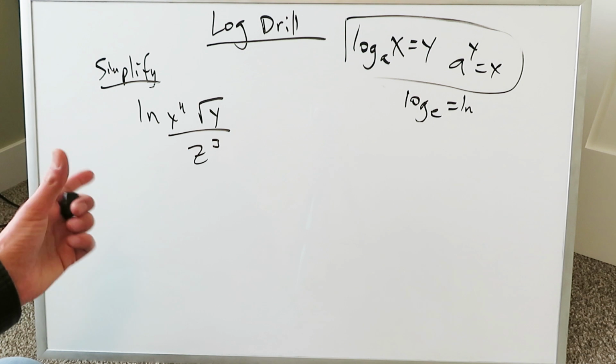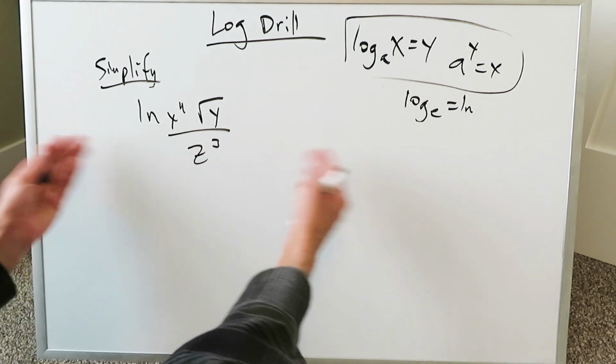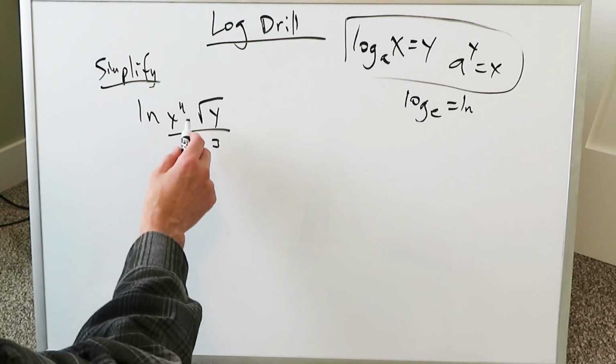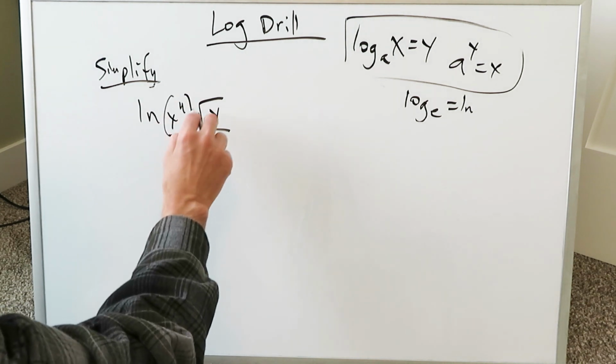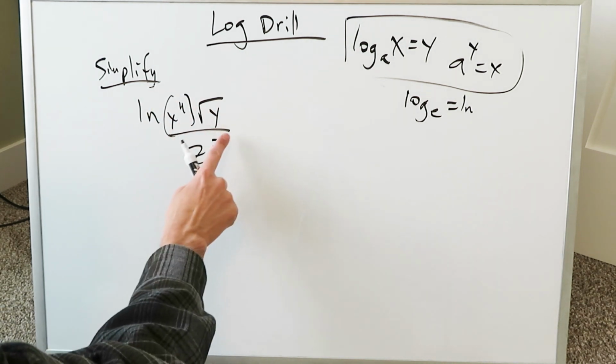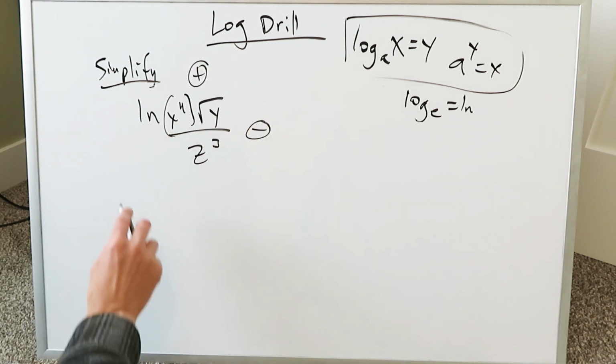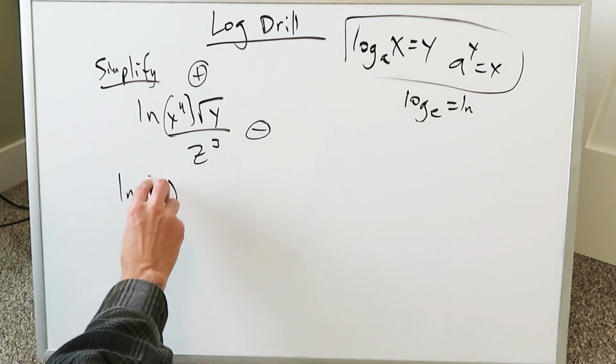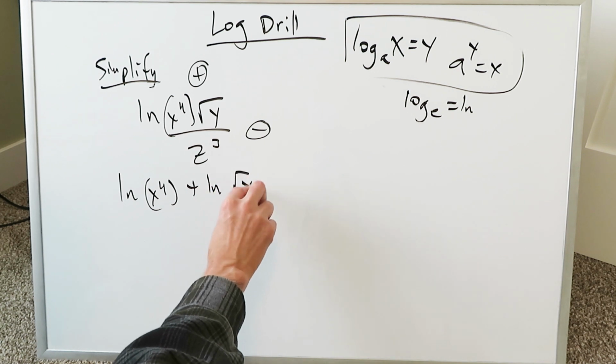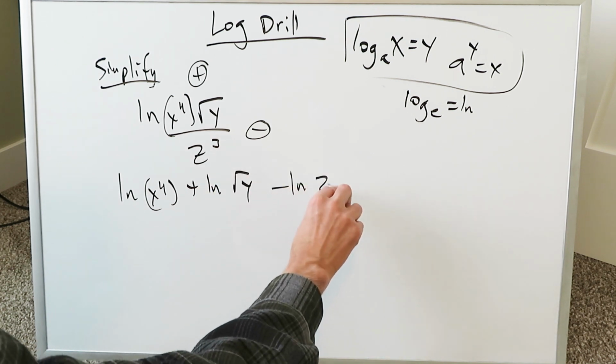In this question, we have to expand everything. From a unifying expression, we have to open it up. What can we do here? Well, we know we have a product over here. These two are in a product. This here is in a divide. So this product here will bring a positive. This divide will bring a negative. You have a natural log x to the 4 plus natural log root y minus natural log z cubed.